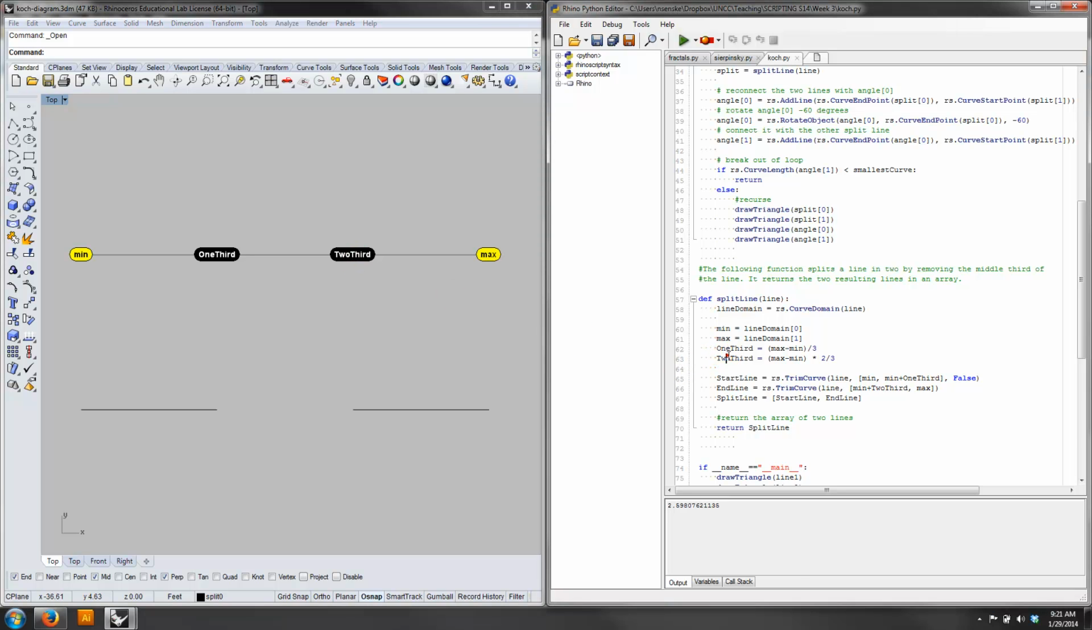So these are essentially points along a particular segment. And what's cool about this is it's going to work no matter what angle the line's at, what rotation it is, whatever length it is. It's going to automatically help us do that.